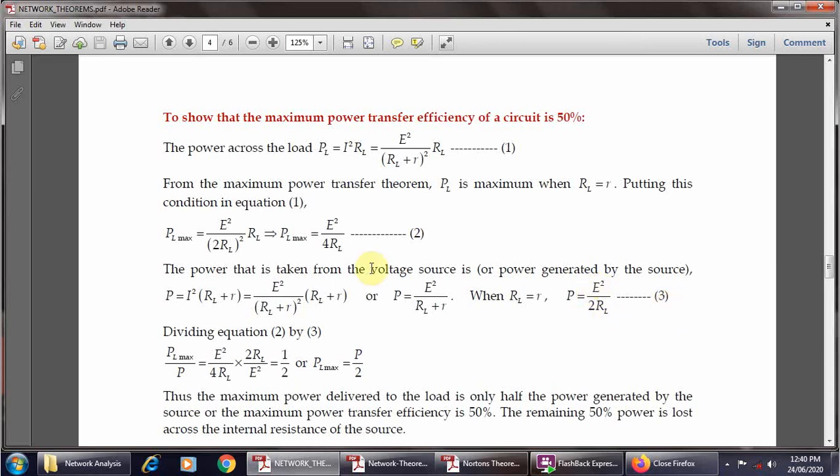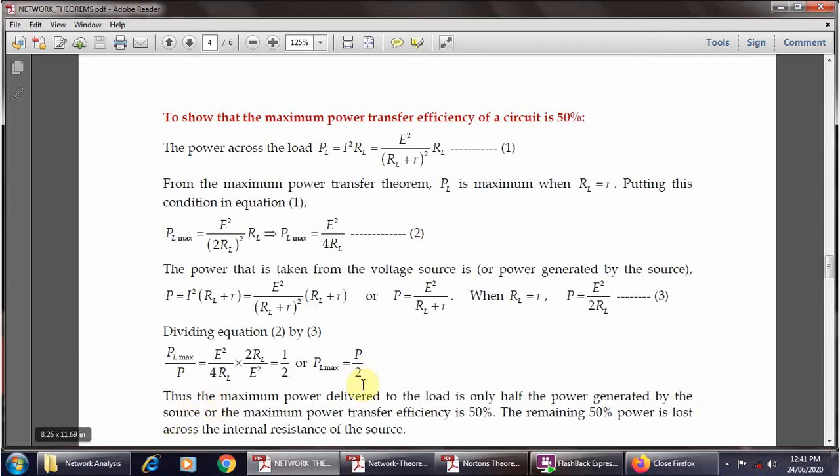Then we divide equation number 2 by equation number 3. Then PL max upon P, where PL max is E square upon 4RL, upon E square upon 2RL. Therefore PL max upon P is equal to E square upon 4RL into 2RL upon E square. The E square gets cancelled, RL is again cancelled, and here 2 upon 4 is equal to 1 upon 2. Therefore your PL max is equal to P upon 2.